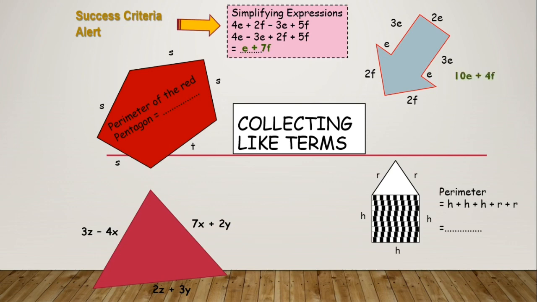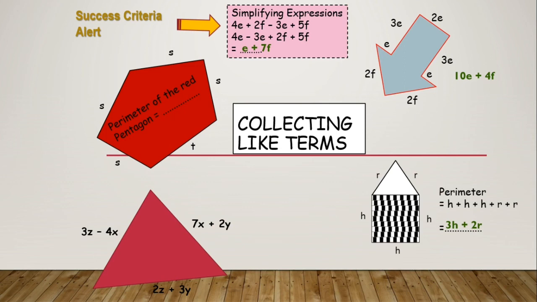This one here now, you add the e's together and then you add the f's. That becomes 10e plus 4f. This one here, they've already laid it out for us. It's h plus h plus h plus r plus r. You've got three lots of h, that's 3h, and you've got two lots of r, that's 2r, and then you write it down as an expression, so it will be 3h plus 2r for the perimeter of that shape.